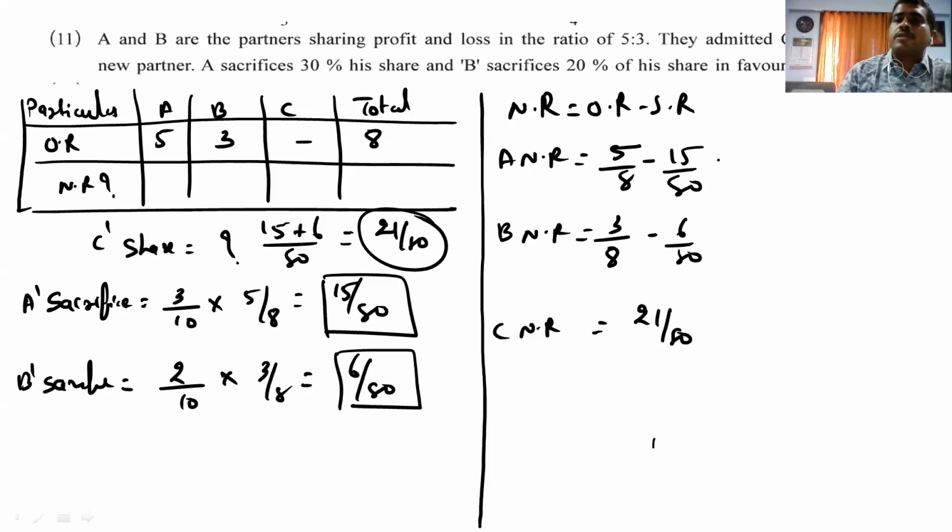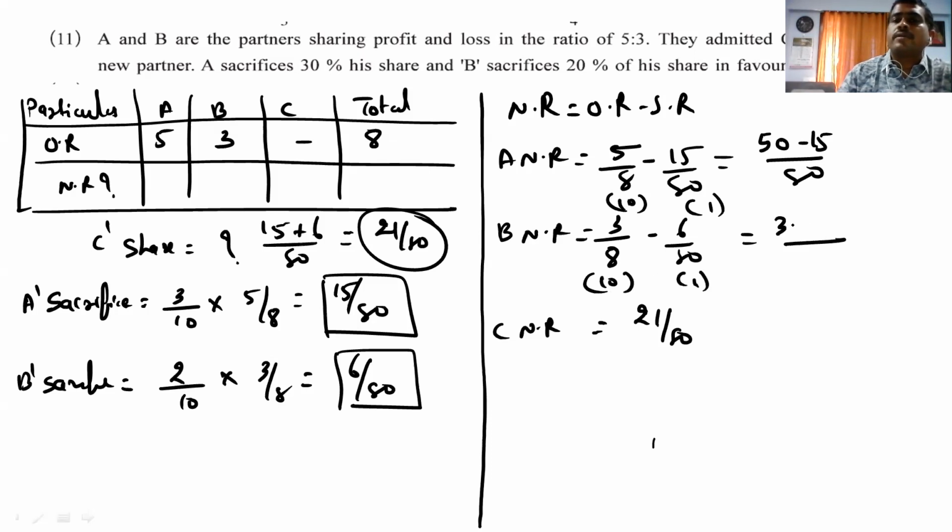So obviously the LCM will take 80 only. Here comes 10, here comes 1. 5 tens are 50 minus 15. Here also 10, here also 1. 3 tens are 30 minus 6. Here the same, 21. So 50 minus 15, how much does it come? 35.